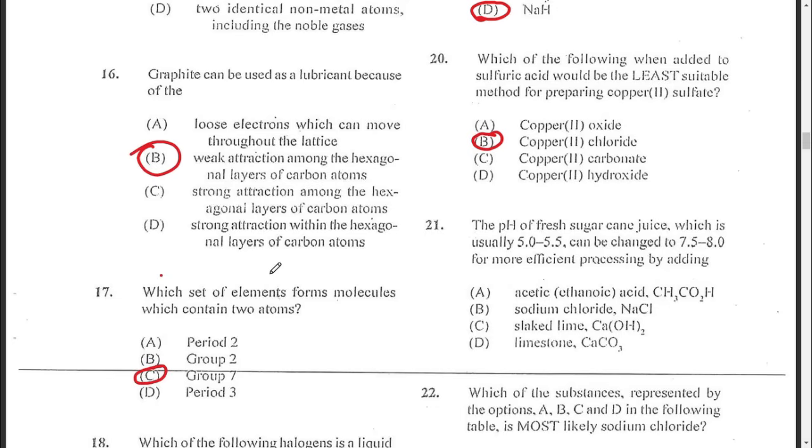Question 21. The pH of fresh sugarcane juice, which is usually 5.0 to 5.5, can be changed to 7.5 to 8 for more efficient processing by adding acetic acid, that would lower the pH, sodium chloride, that's a salt, slake lime, that's a base, limestone, that's also a salt. So the answer is slake lime, which is a base, because we want to increase the pH.